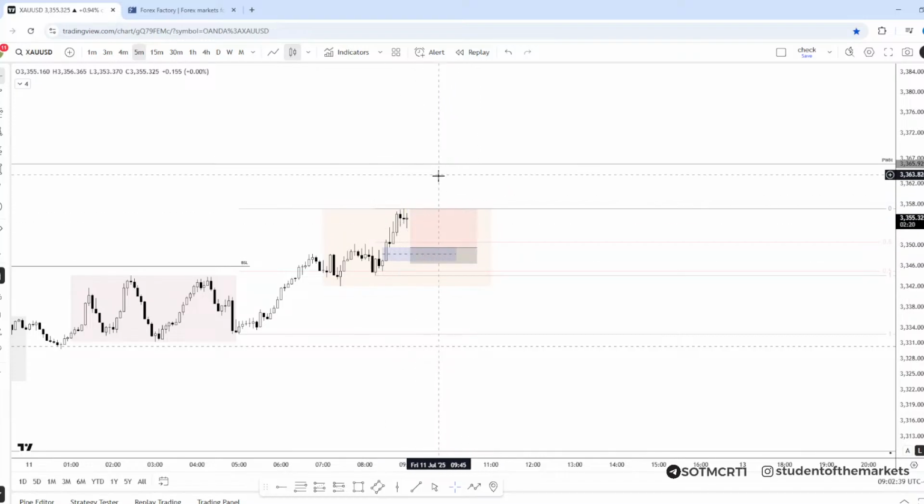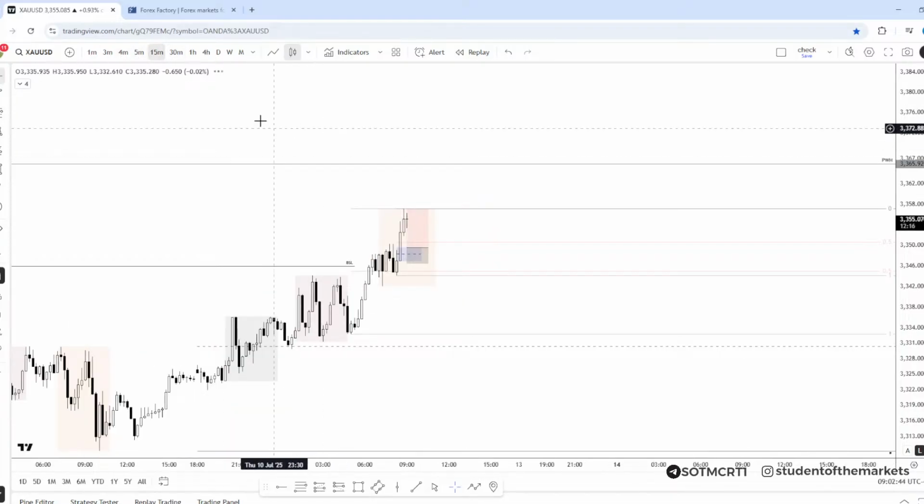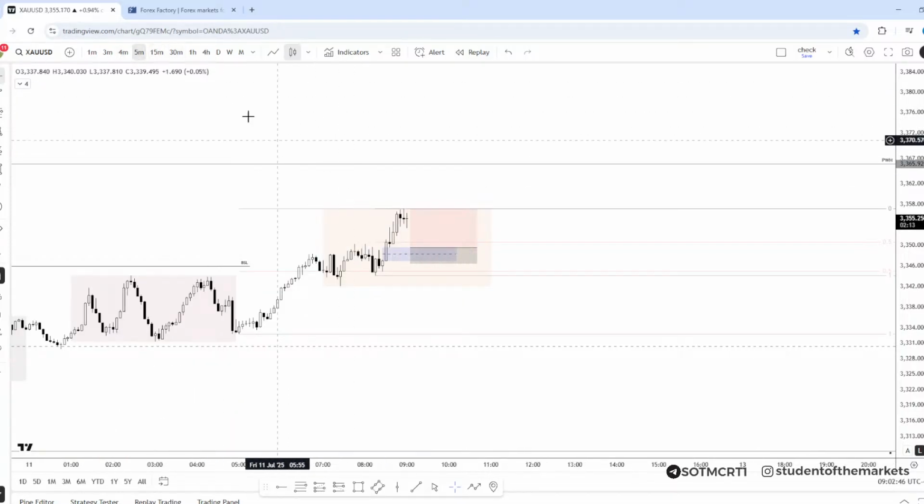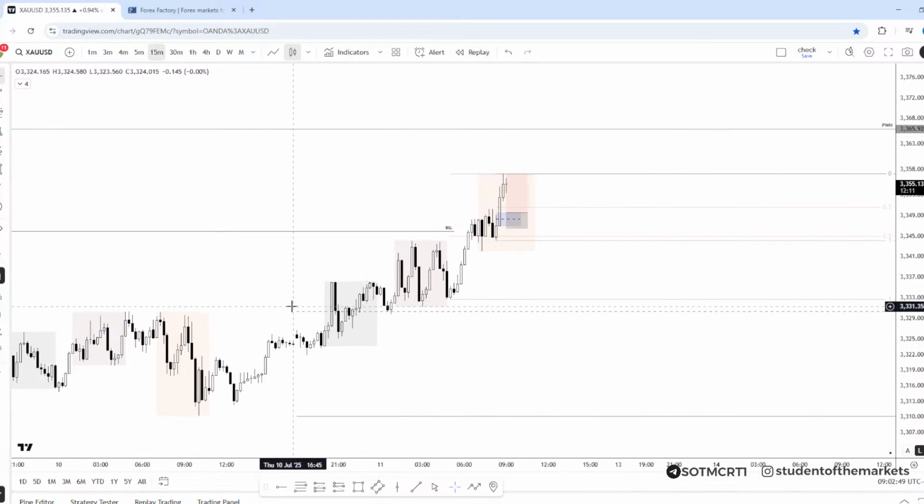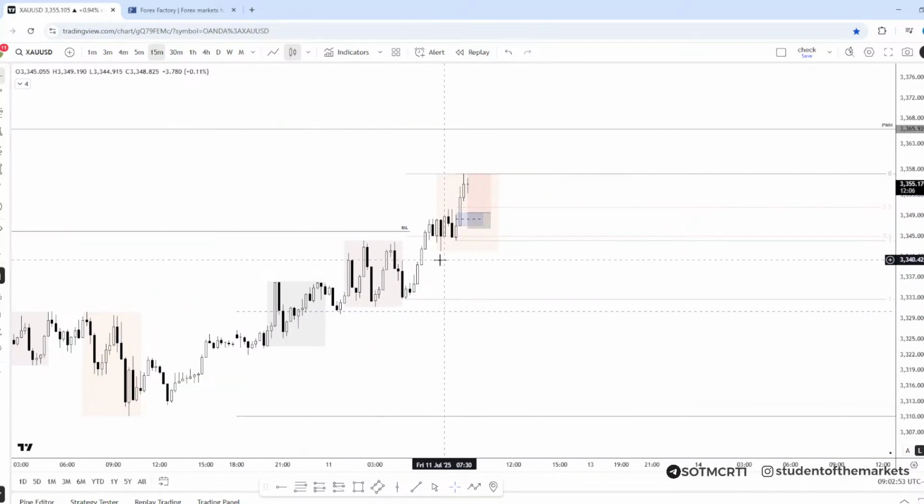Now if price just continues pushing up, then obviously you can look for sells later on if you can get something bearish. Because on the 15 minute you can see that price is currently in a bullish trend. So until price breaks lows and closes below this level, it's hard to sell right now, until price creates another swing high. So let's see.